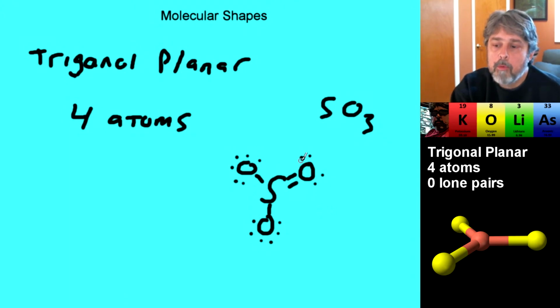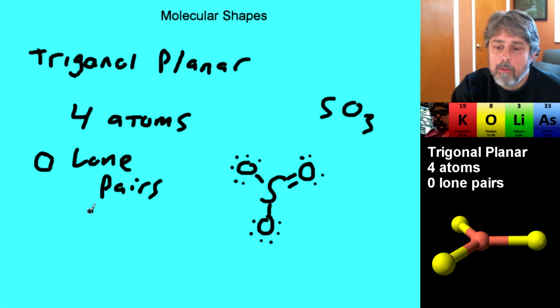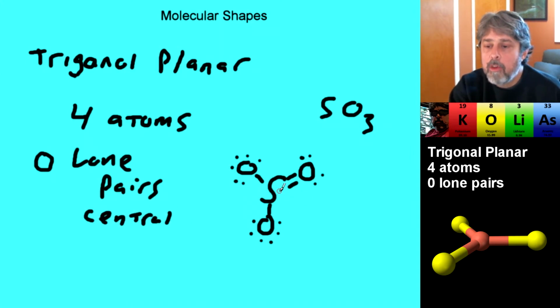So we have 4 atoms, 1, 2, 3, 4, and we have 0 lone pairs on the central atom. Remember, it's about the central atom. We don't really care about the ones on the end. So this is going to be a flat molecule where the O's are symmetrically around the sulfur on the same plane. So this is really important when we start talking about polarity in the next video.